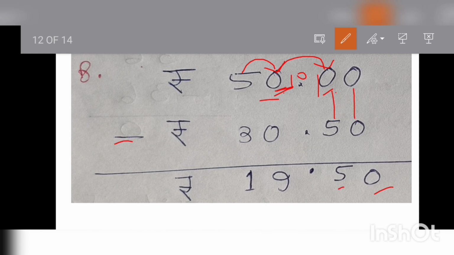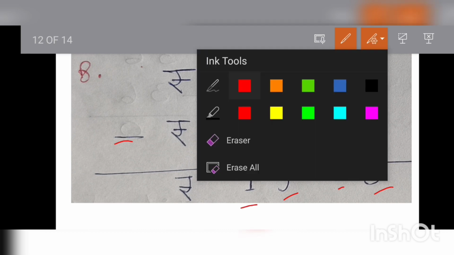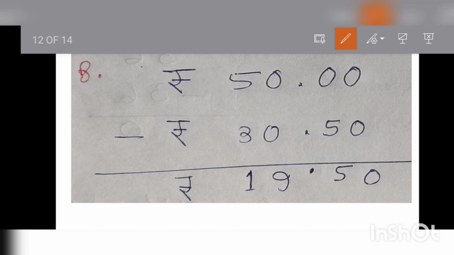Dot comes below dot. Now it is 9 because we borrowed 1 from this 0. So 9 minus 0 is 9. And here 4 is present. So 4 minus 3 is 1. So when you subtract rupees 30.50 from rupees 50, you get rupees 19.50.